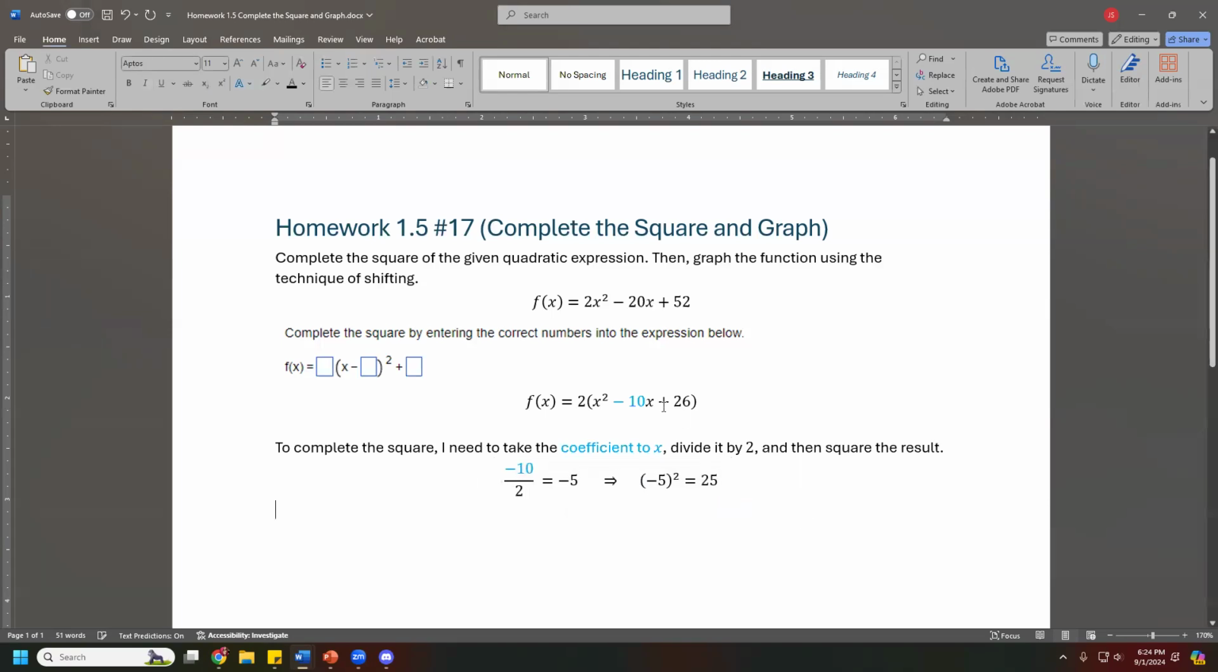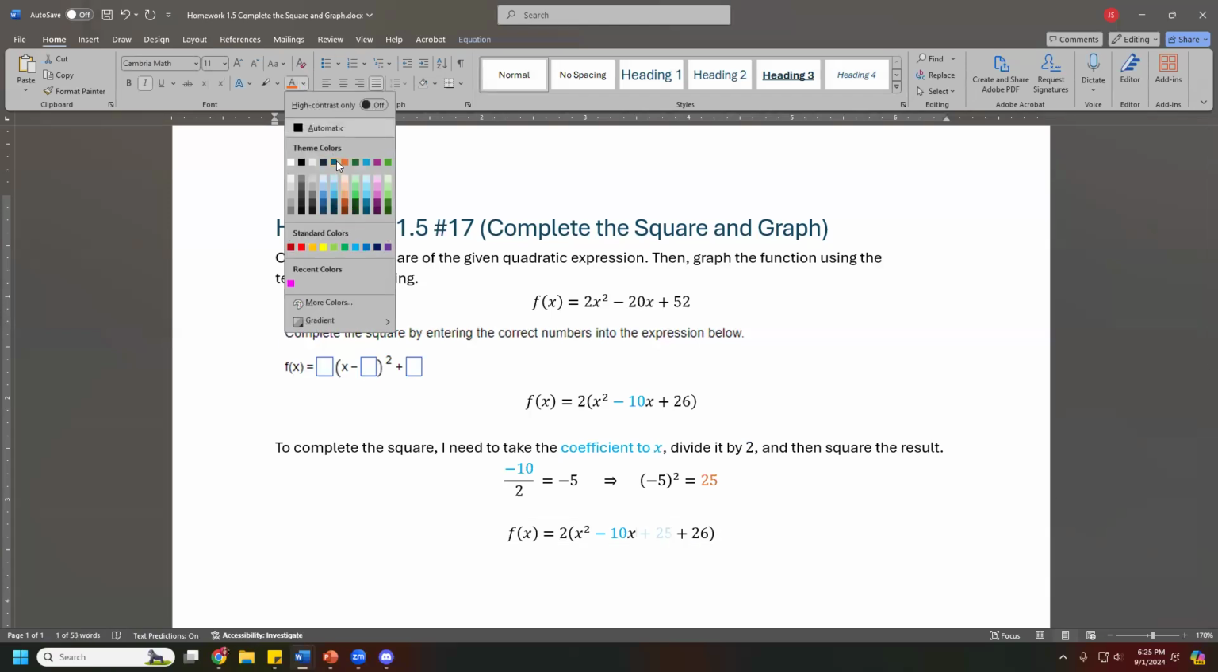So here are my 2 steps. Take this number, cut it in half, square the result. We say that this 25 right here is the number that completes the square. Now what I need to do is go back to my original function, take this 25, and add it inside the parentheses there.